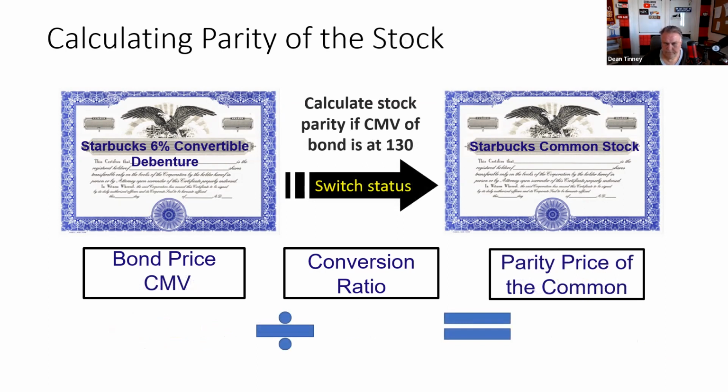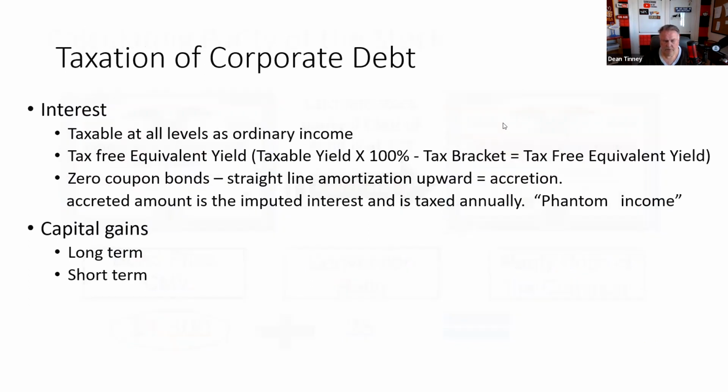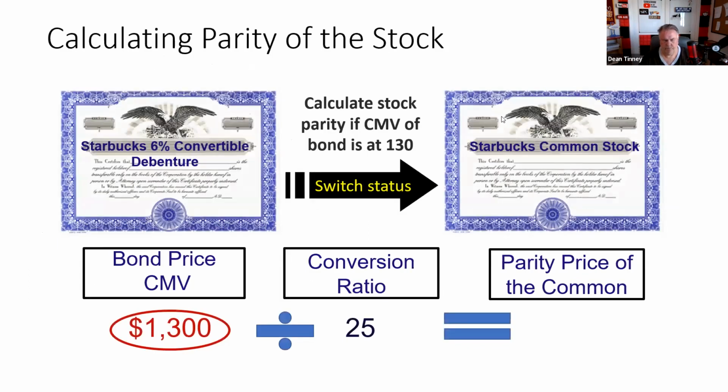And remember, you can switch your status. You can turn this bond into the stock. You can go from being a creditor to an owner. This is the more likely test scenario. So now we're going to take the bond price, which is $1,300. We're going to divide by the 25, and let's do it on our calculator.